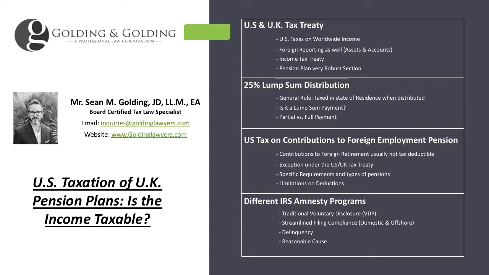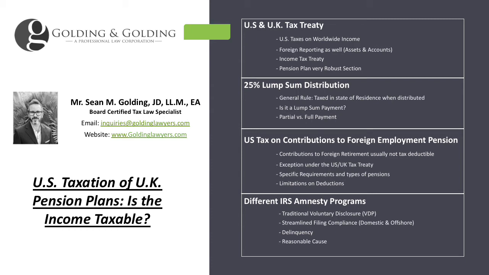But the main one we get is about the 25% lump sum distribution. Under the UK tax rules, Jim can take a 25% lump sum distribution tax-free on income from the pension once he reaches the age of retirement. Does the US tax that? I know you don't want to hear this, but generally they do. If you look at some of the rulings and whatnot, the IRS doesn't seem to approve of it being tax-free in the US. Here is why.